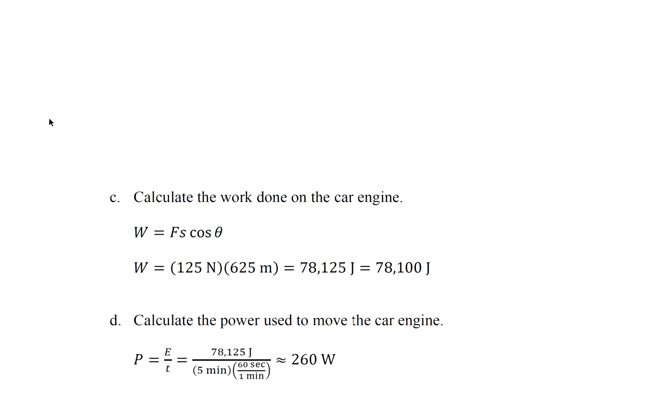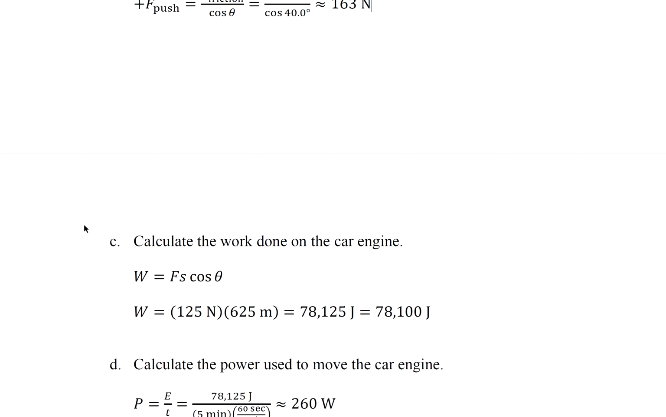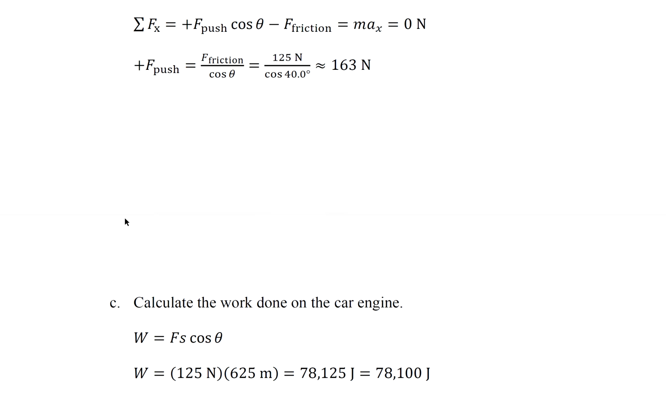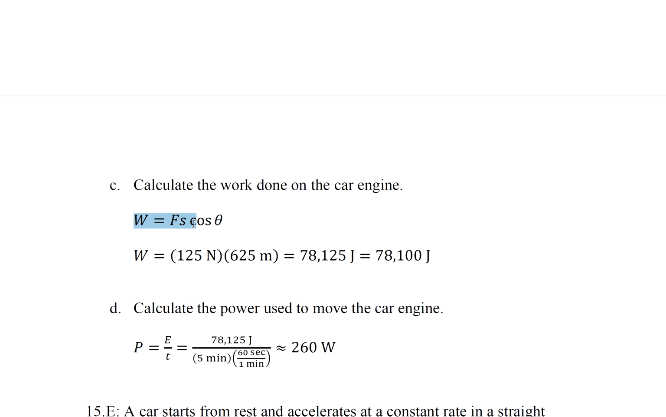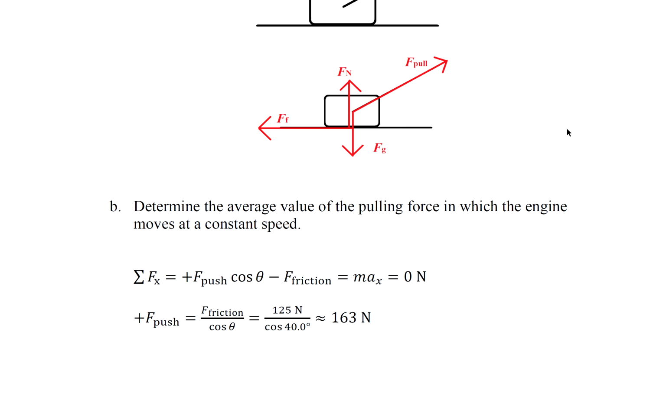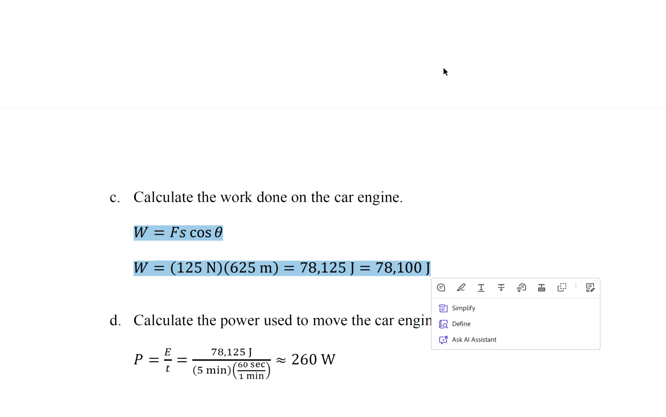Part C, calculate the work done on the car engine. Work is Fs cosine theta. So we determined F from part B. F is given to us. Because we know the acceleration is 0, the force of pull is equal to the force of friction. And because the force of pull equals the force of friction, we could just use the force of friction.